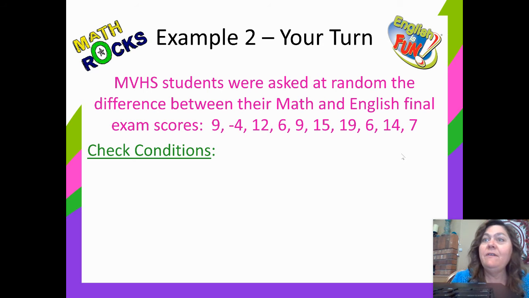We're going to do a 95. Oh, yeah. Remember when it doesn't tell you the confidence level? If it's never there, then you always use 95. That is our go-to number. Okay, so 95. You're going to create a 95% CI of the mean difference between the math and English final exam scores. Okay, so go to Edpuzzle and come back.